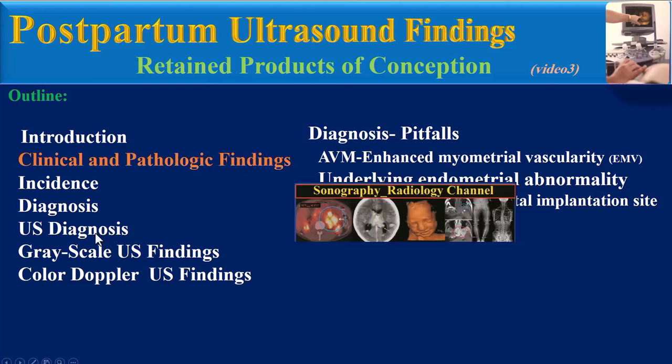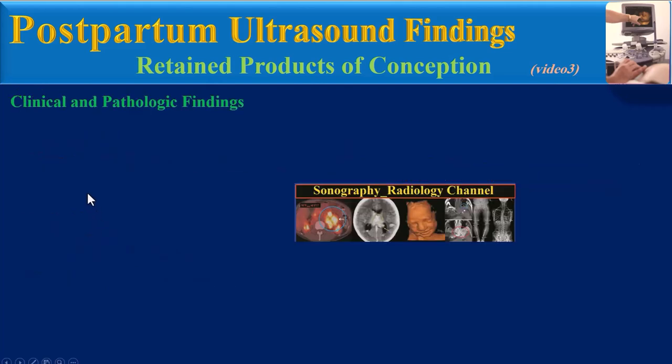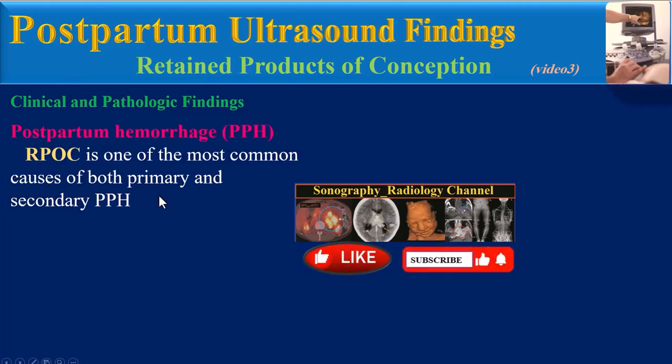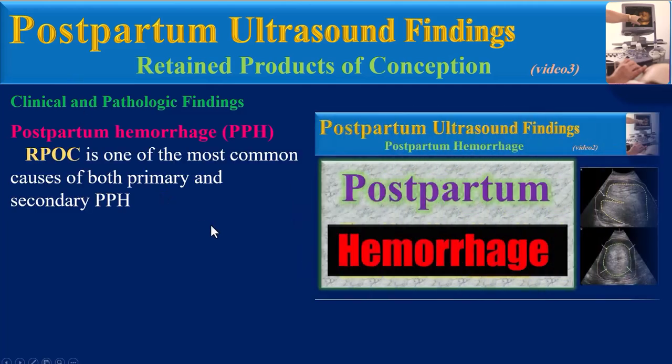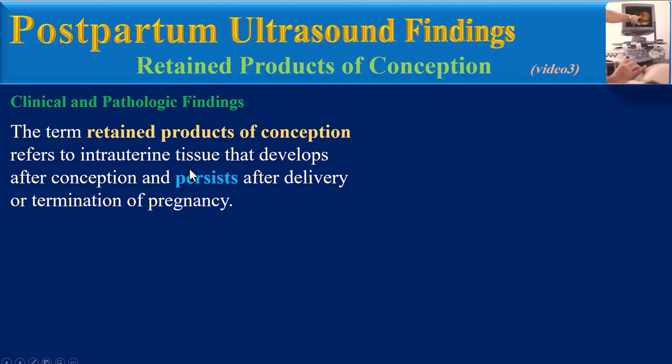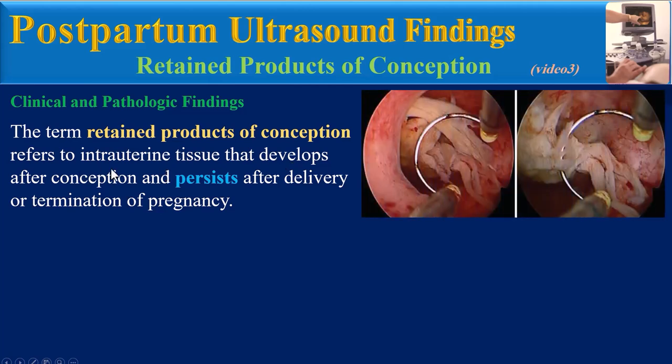Clinical and pathologic findings. One of the most important clinical findings is postpartum hemorrhage. RPOC is one of the most common causes of both primary and secondary postpartum hemorrhage. Another clinical finding is pain or fever. The term retained products of conception refers to intrauterine tissue that develops after conception and persists after delivery or termination of pregnancy.